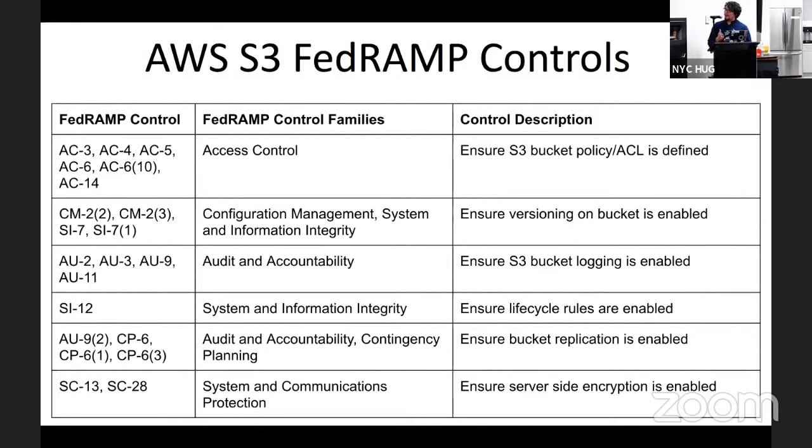So you're like saying, oh yeah, I want an S3 bucket policy. I don't want it to be public. I want it to be a private bucket. And so you'd want to make sure that is defined. You want to ensure that versioning on your bucket is enabled, S3 bucket logging, lifecycle rules, bucket replication, and server-side encryption is enabled. And each one of those maps to FedRAMP controls.